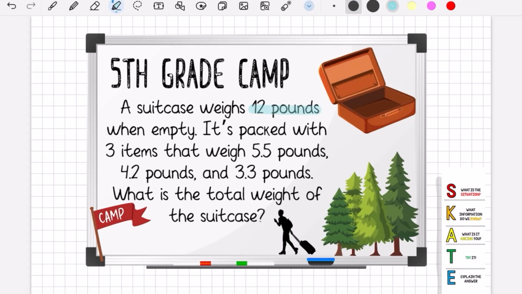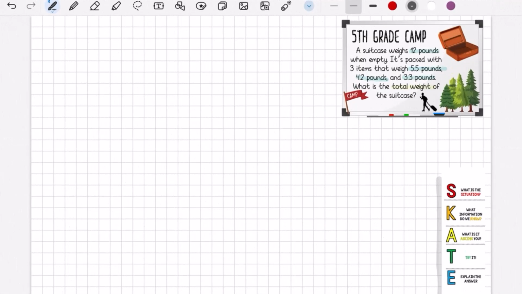Let's highlight our important information. 12 pounds, and then each item, there's 5.5 pounds, 4.2 pounds, and 3.3 pounds. And the question is asking us for the total weight. Go ahead and try this problem yourself before you see how I solve it.